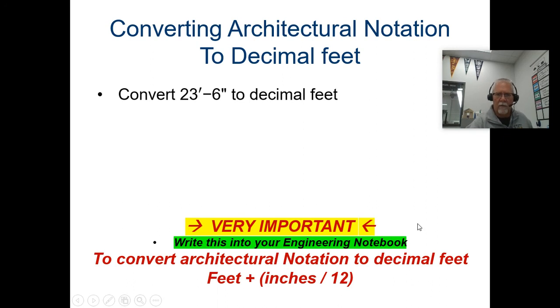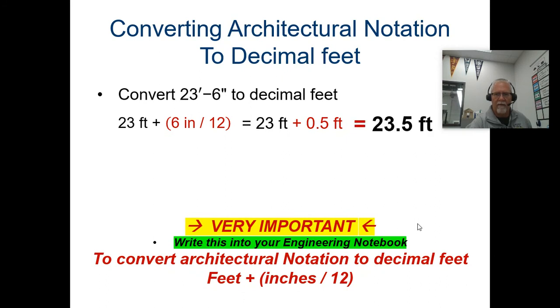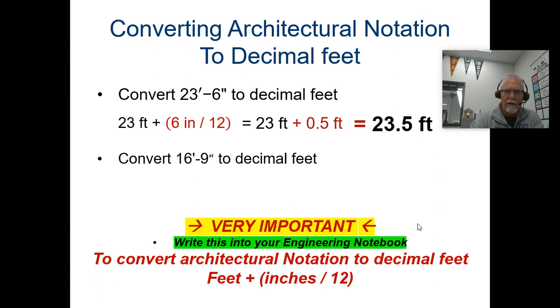So here's how this is going to work. We want to convert 23 feet 6 inches to decimal feet. Basically, that says 23 feet plus 6 inches divided by 12 because of our conversion factor gives us 23 plus 0.5 feet. That becomes 23.5 feet. If we want to convert 16 feet 9 inches to decimal feet, much the same way. We're trying to get to decimal feet, so the 16 is fine, but we have to add this once we convert it. So the same thing, 16 plus the 9 divided by 12.